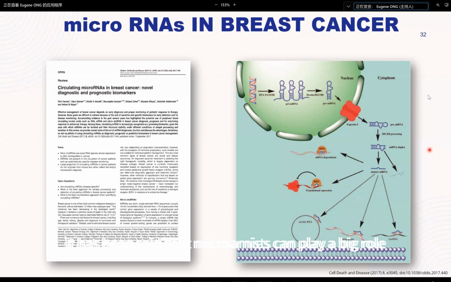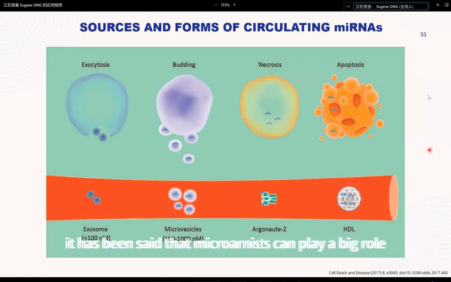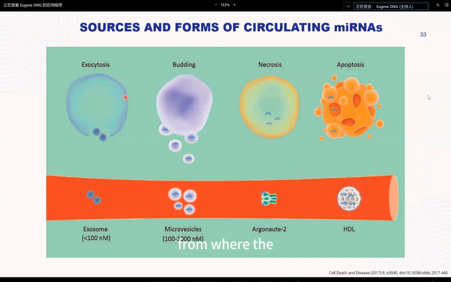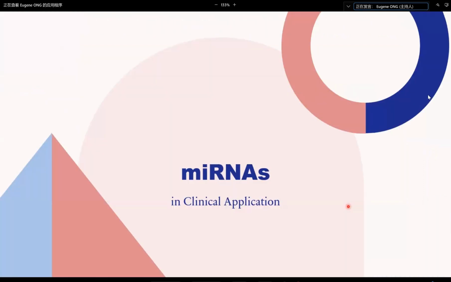It has been said that microRNAs can play a big role. Okay, so microRNAs can be obtained from different cells and can be obtained through the bloodstream. So these are just examples showing how these microRNAs travel into the bloodstream from different types of cells. Okay, so let's look at microRNAs in clinical application from the discovery to its use.